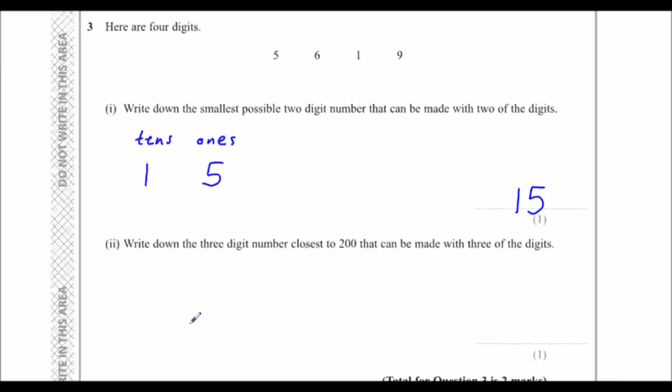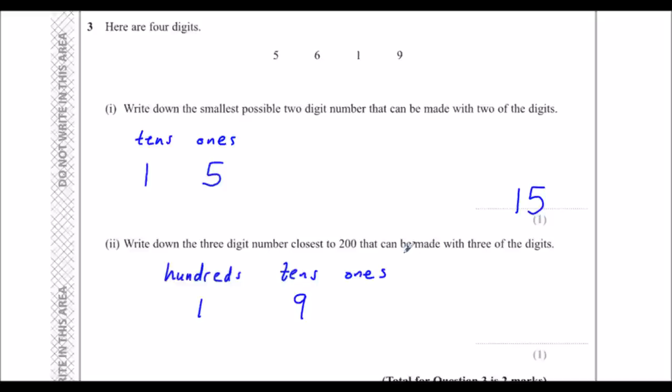Write down the three-digit number closest to 200 that can be made with these digits. So we're going to have hundreds, tens, and ones. Which digit is going to be closest to 200 in the hundreds? So we have 100, 500, 600, or 900. The closest to 200 is 100. Now what next? What's going to be closest to 200? We could put 150, 160, or 190. So 190 is closest. So we'll put 9 in the tens.